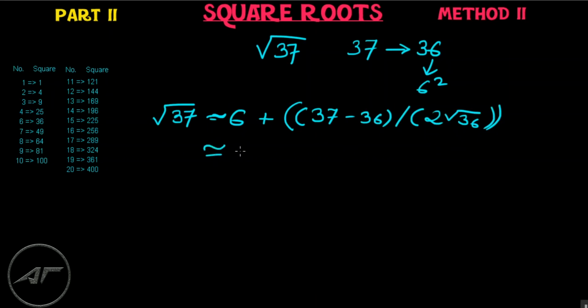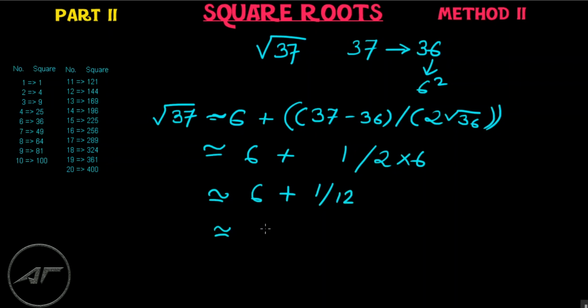So 6 plus 1 by 2 into 6, which is going to be 6 plus 1 by 12, which is an approximated value of 6.0833. Therefore, the square root of 37 will have an approximate value of 6.0833.